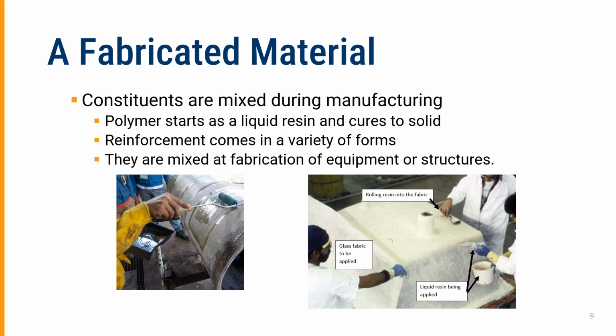This is a fabricated material. It comes as a series of ingredients or constituents, and they are mixed during manufacturing. The polymer starts as a liquid resin, which cures to a solid. A catalyst of some form has to be added. Sometimes temperature has to be added to cure it. And reinforcement comes in a variety of forms. They are mixed at fabrication.